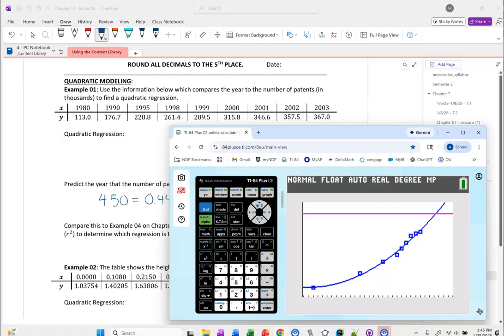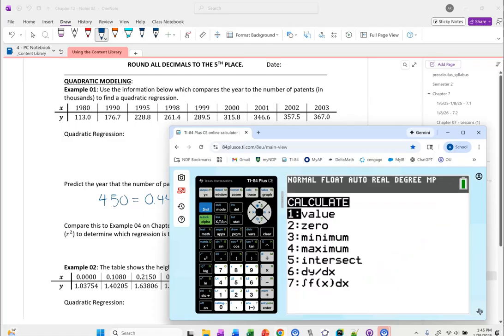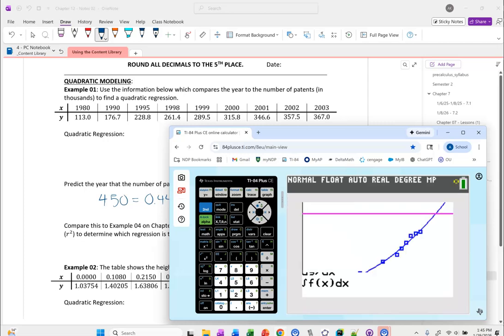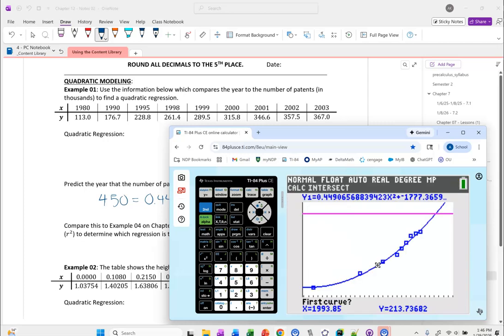To find the intersection of these two lines, I'm going to press second and then the trace button. Which command here sounds like the one that I want? Intersect. Because I have two lines and they're intersecting exactly one time. The inputs here do not matter. I'm just going to press enter 3 times. 1, 2, 3.